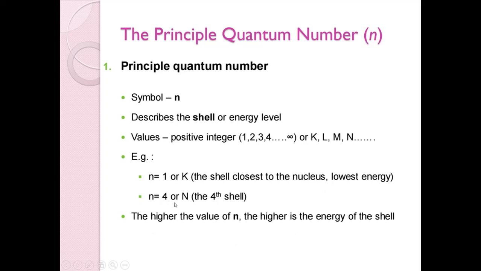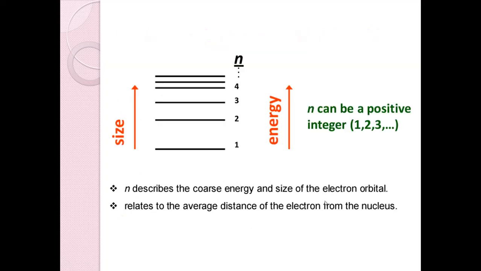And N equal to 4, or in letter form capital N, is referring to the fourth shell. And the higher the value of N, the higher the energy of the shell. Maksudnya lagi luar, lagi tinggi nilai of N, maksudnya energi dia lagi makin tinggi. And also the size. The size also increases as the energy increases.